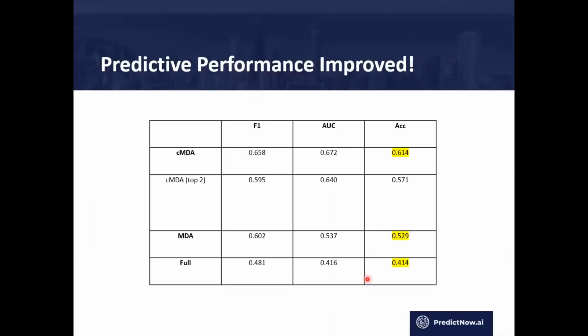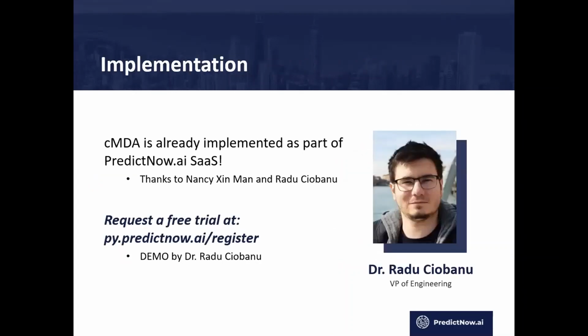Here's the performance chart. If you use all the features, the accuracy is actually quite low. If you apply basic MDA, the accuracy of the model in predicting the profitability of our trades increases to 53%. Better than random, but not great. If you apply CMDA, it improves to 61% accuracy. Quite a significant improvement. As I said, CMDA is already implemented on our SaaS. Feel free to try it out. It's free to try, and you can register for a free trial at our website.